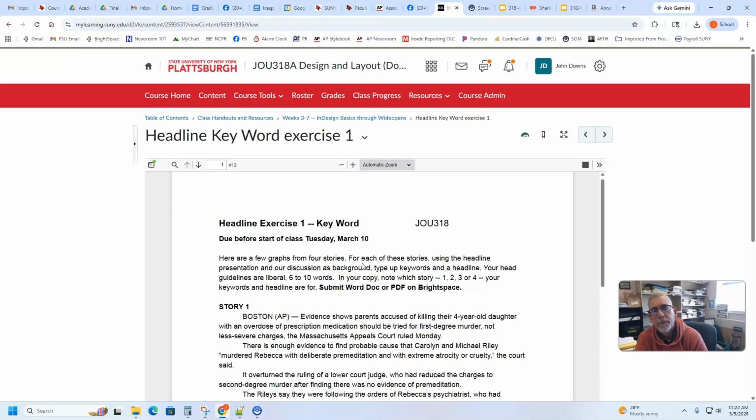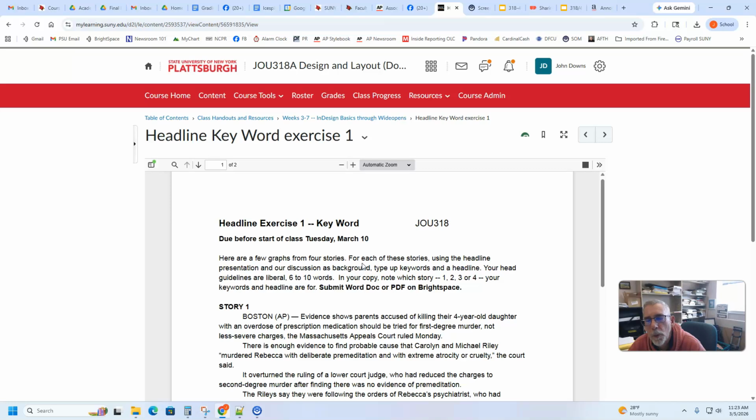So here are a few paragraphs from 4 stories. For each of these stories, using the headline presentation and our discussion, well, my presentation anyway, and actually the material about headlines in your textbook, type up keywords. So how many keywords? 5, 6, 7, something like that. First, I want to see a list of keywords. Then I want you to type a headline. Your headline guidelines are liberal, 6 to 10 words. So you're pretty flexible. You ought to be able to do a headline in 10 words.